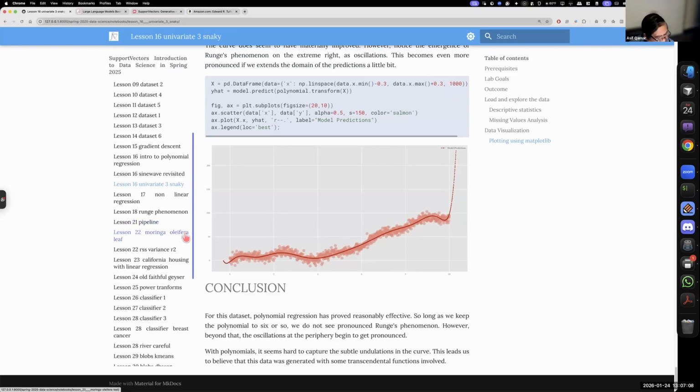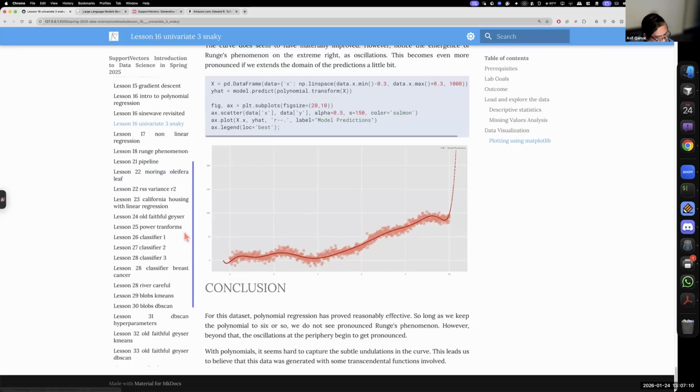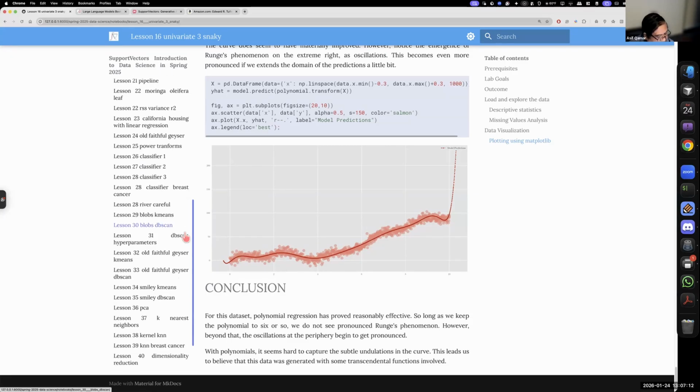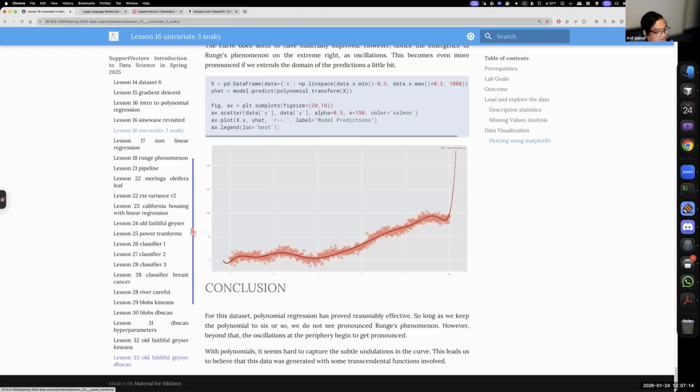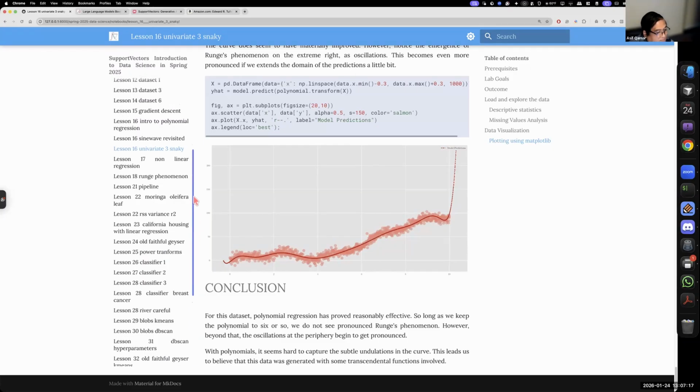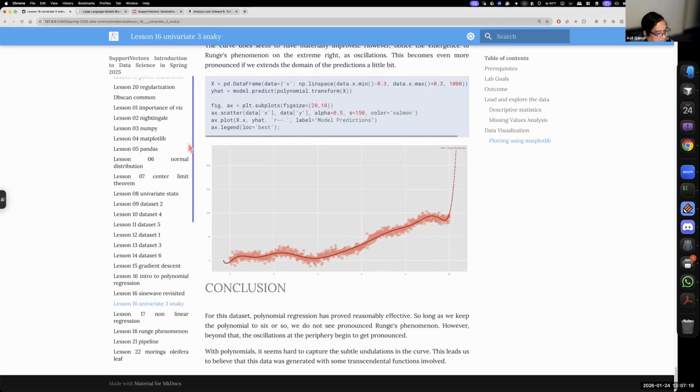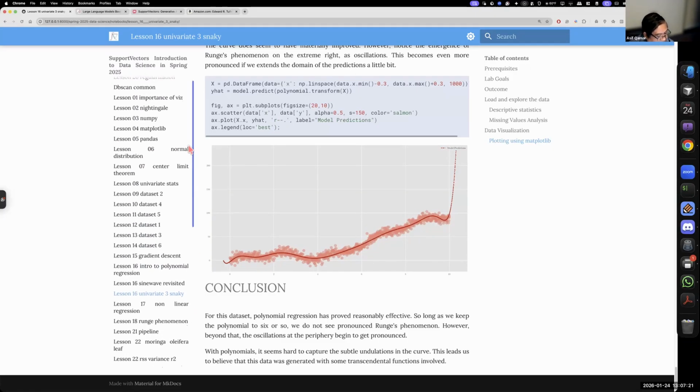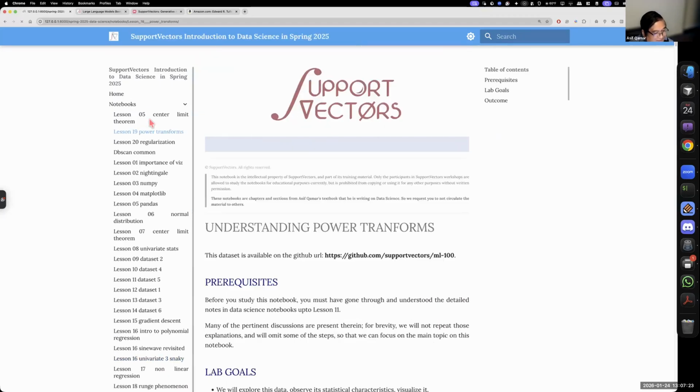But I would like to show you something called power transforms. Where is my power? It's somewhere here. Polynomial is here. Power transforms. Did I scroll past it? Power transforms. Here it is.